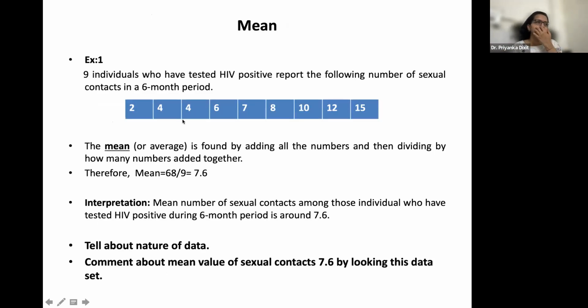So first in statistics, we are going to discuss the measure of central tendency. Measure of central tendency. What does it mean? Why has this name been given? Because we are interested in giving information about the central part of the data.